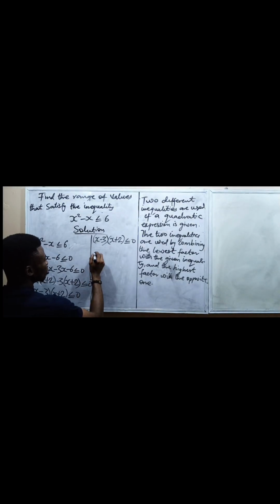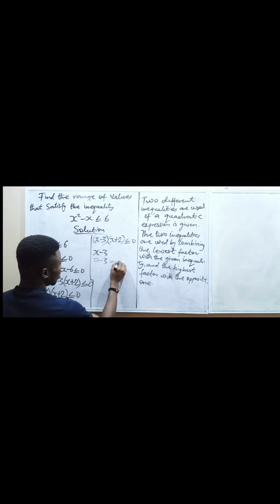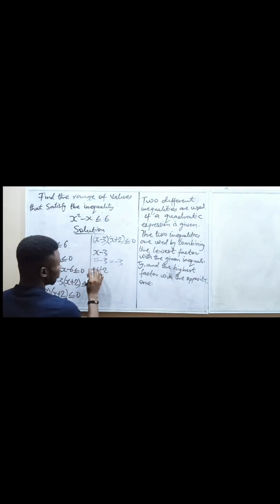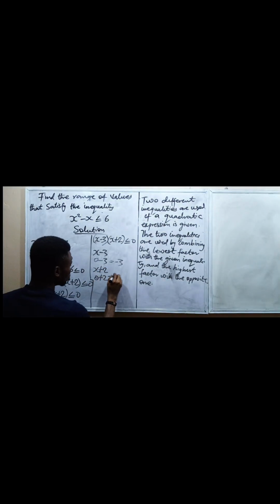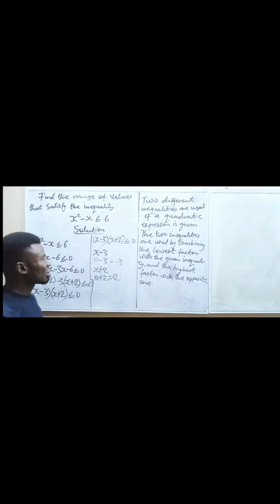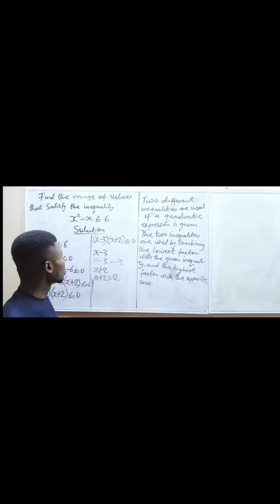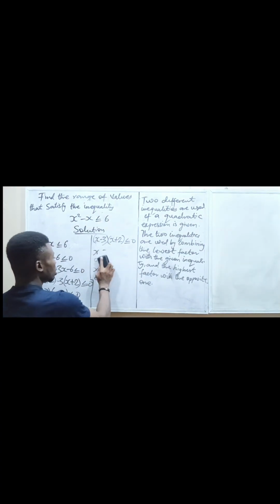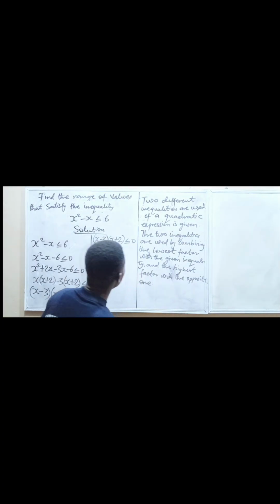To determine which one is the lowest factor, we substitute 0 for x in each of them. We have x minus 3. If we substitute 0, that's 0 minus 3, so we have minus 3. And if we substitute 0 in x plus 2, 0 plus 2, we have 2. You notice that the first one is the lowest factor, while the other one is the highest factor. So the lowest factor takes the given inequality, while the highest factor takes the opposite inequality. Since we've determined that the first one is the lowest factor, we now use the given inequality for it.